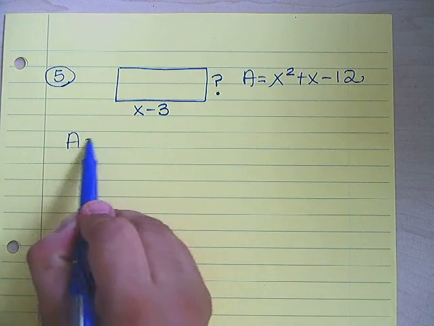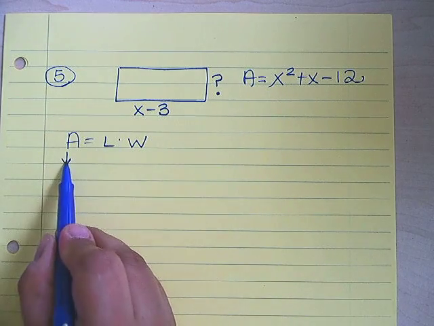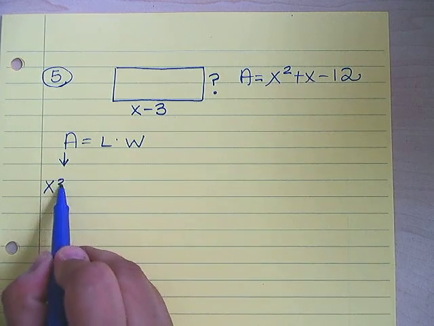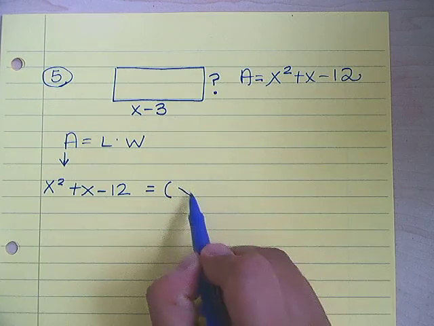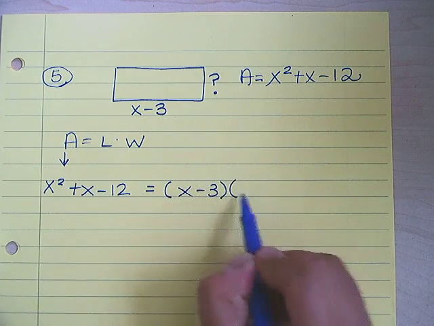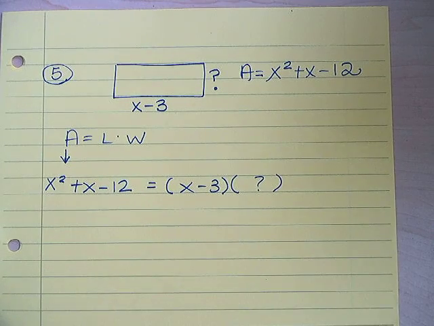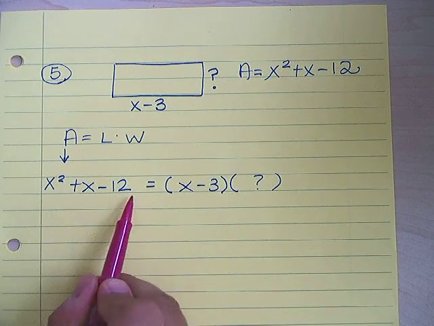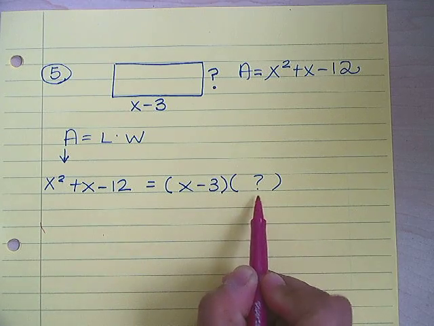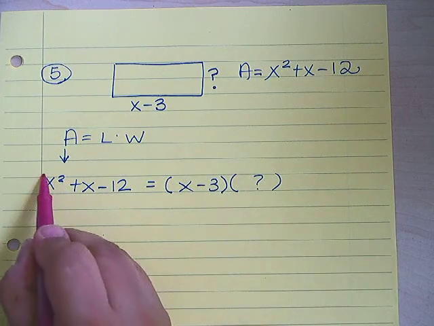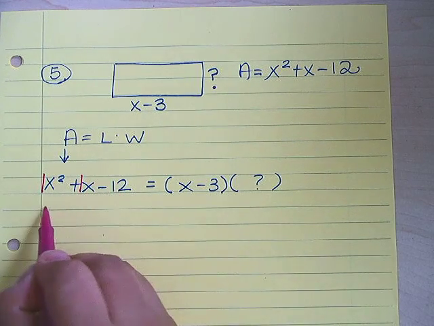Okay, so I know that area is equal to length times width. And I can substitute in the expression for A: x squared plus x minus 12 is equal to the length, which is x minus 3, times the width, which is what we're looking for. So to do this problem, I'm going to factor this trinomial, because once it's in factored form, I'll know what this missing dimension is. So I know there's a 1 here in front of the x squared and a 1 here in front of the x.